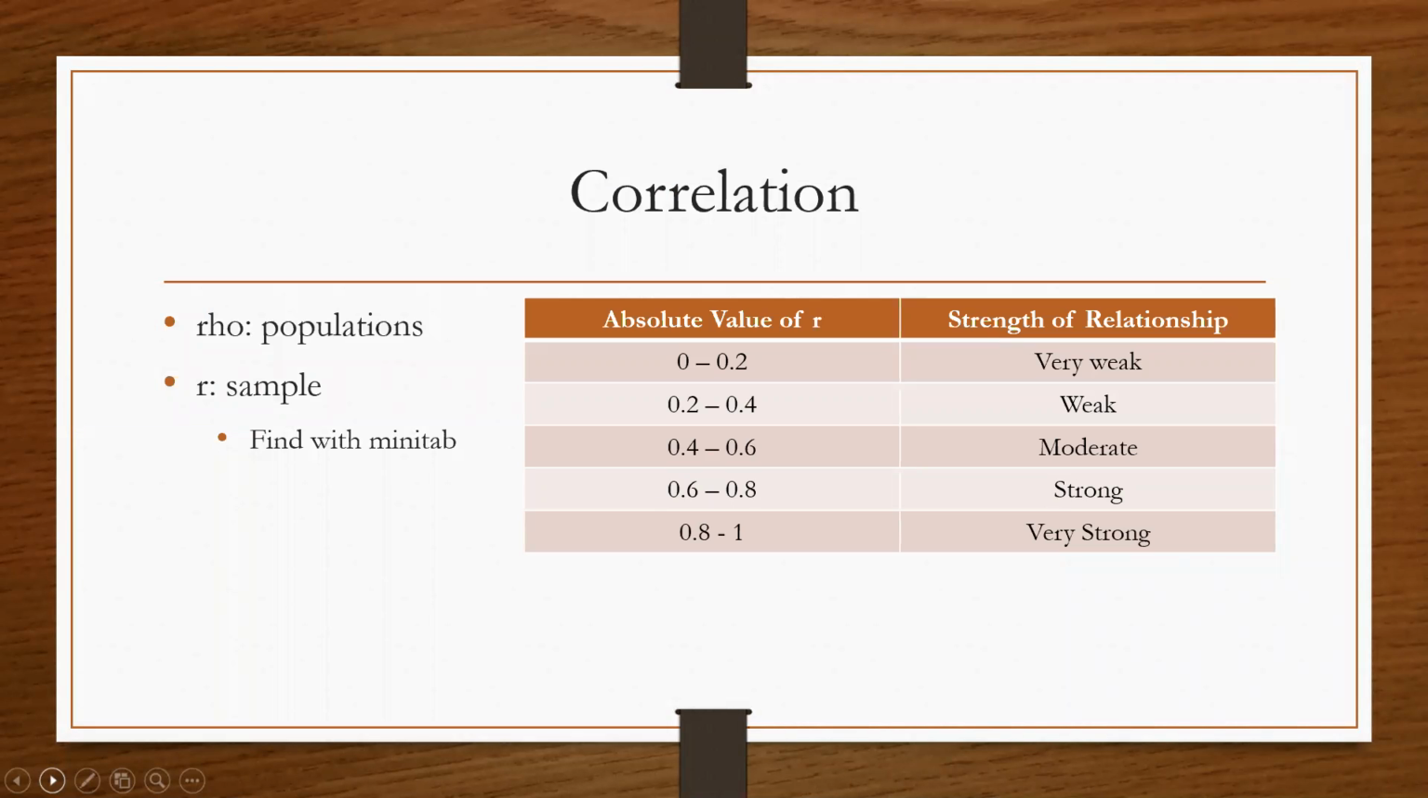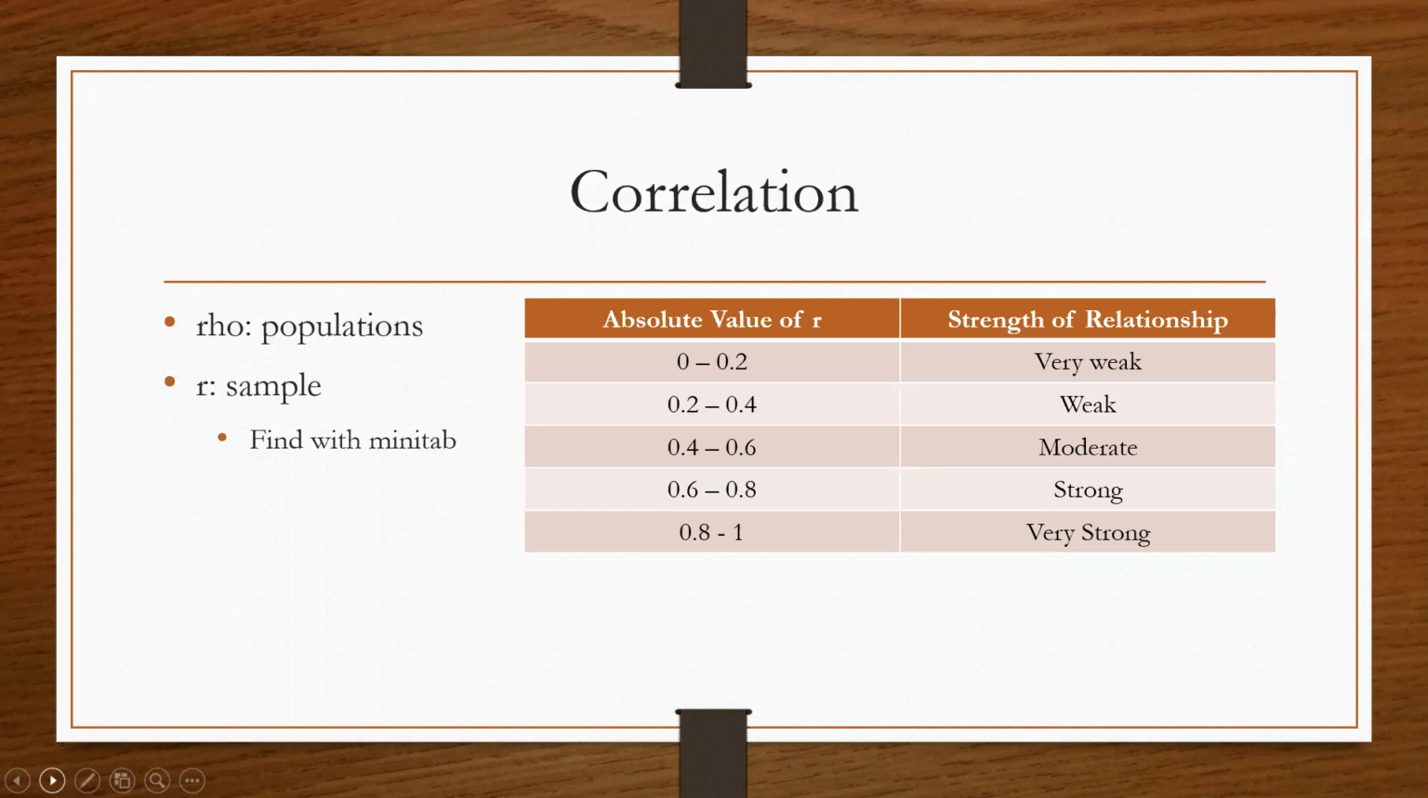All right, so going way back to your first midterm, we talked about correlation. It's just the relationship between two quantitative variables. When you're looking at a population, you're going to use rho, the symbol that looks like a p. And when you're using the sample, you're just going to use r.